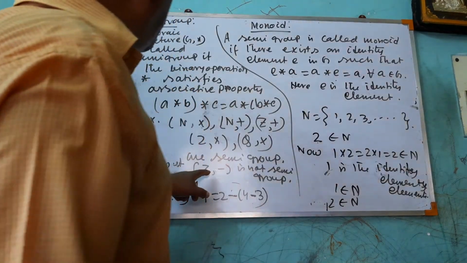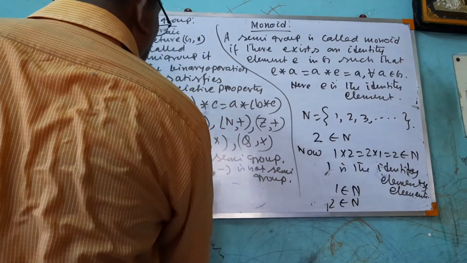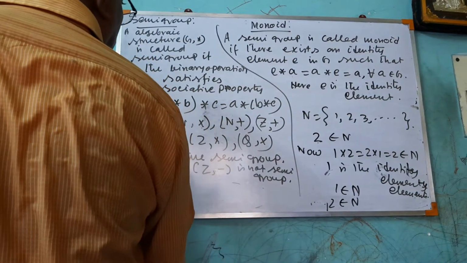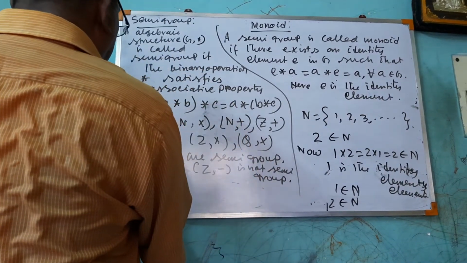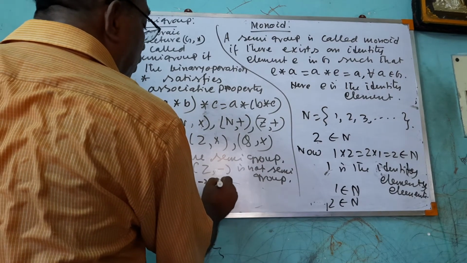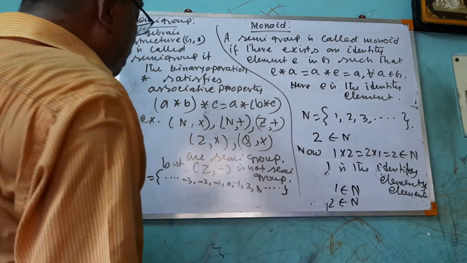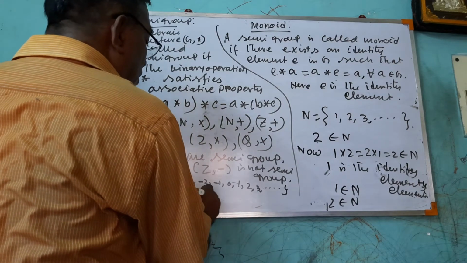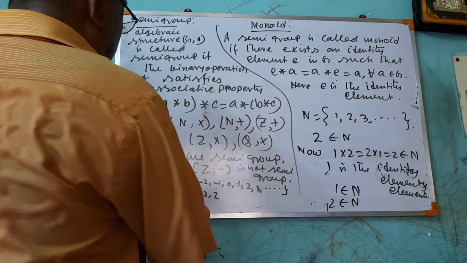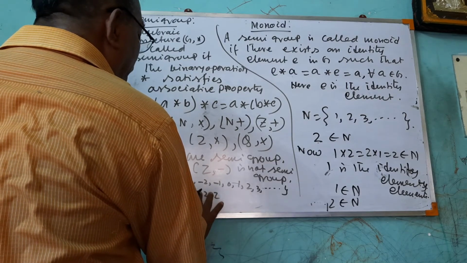Now you can check. I have written here Z minus is not a semigroup. What is Z actually? Z means Z equal to, I have written Z equal to what? Z is the integers, that is dot dot dot, minus 3, minus 2, minus 1, 0, 1, 2, 3, dot dot dot. So now take any three numbers, say minus 3, minus 2, and 2.